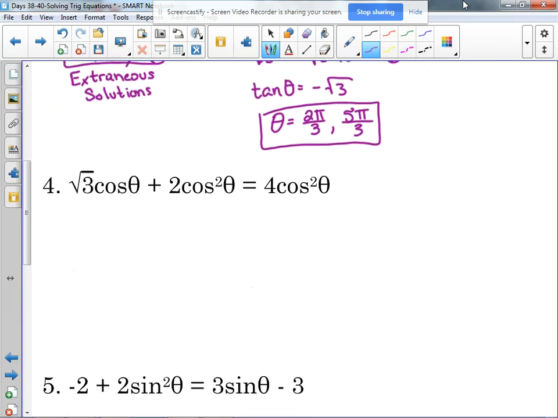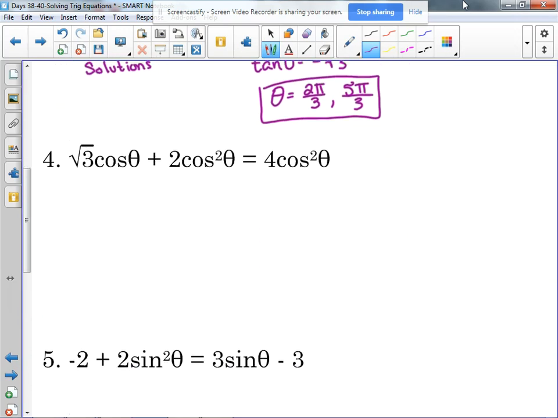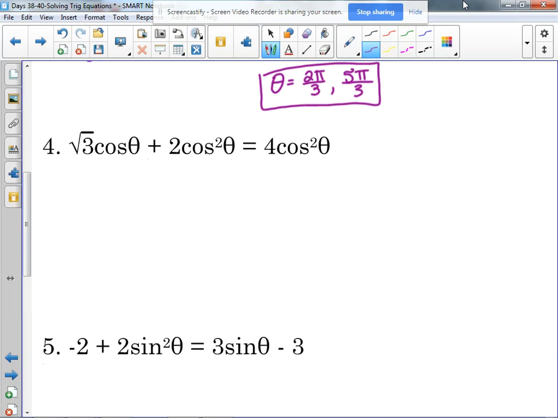Let's look at number 4. Okay, number 4 is a little different. We don't have 2 different trig functions. However, we do have 2 variations of cosine. We have a linear cosine. It has a degree of 1. And then we have a quadratic cosine. We've got cosine squared. Same principle applies.